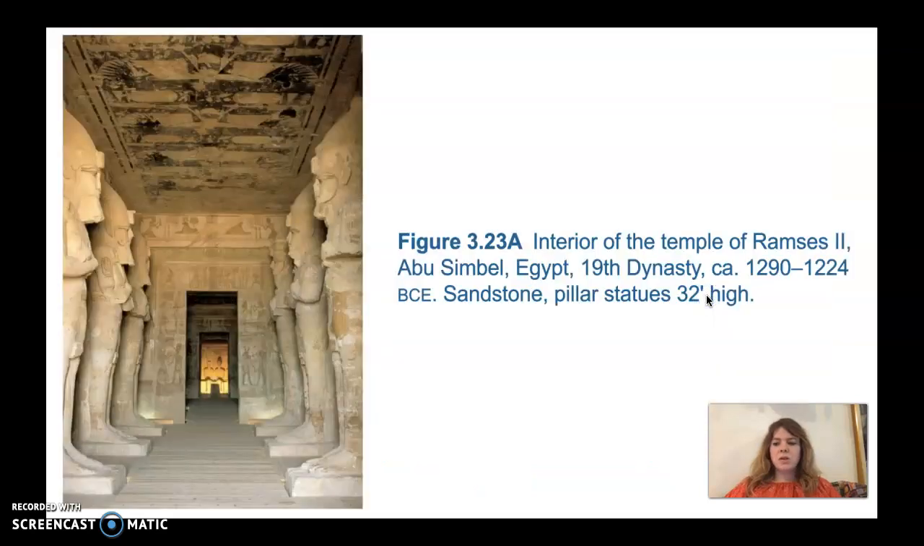So here's the interior of the Temple of Ramses. It's that columned hall. Of course, these are columns that are people, which is kind of a little different. And then the interior tomb in the middle. And you can see there's lots of relief sculpture and murals paintings basically covering every inch of the inside of the temple.